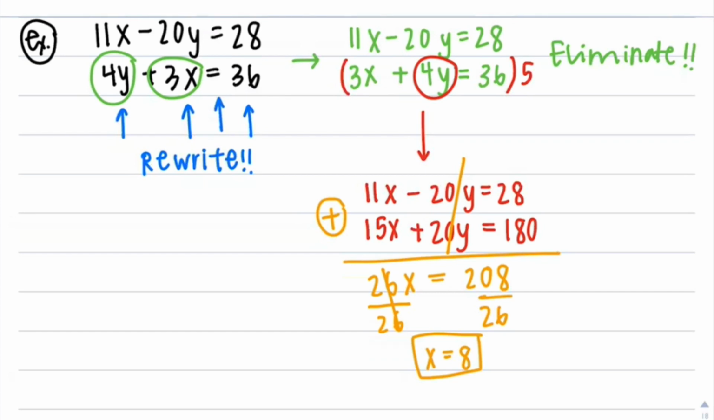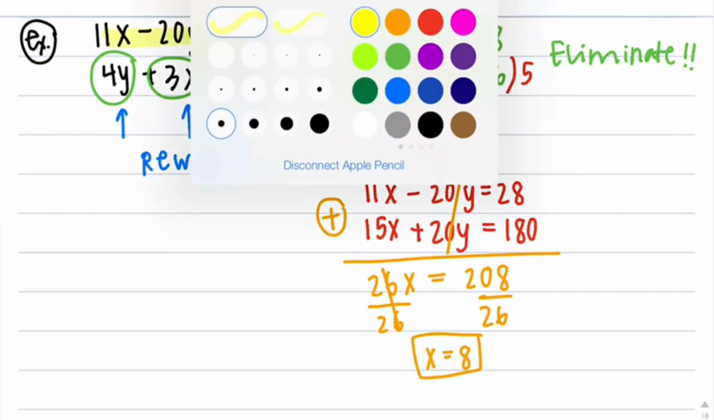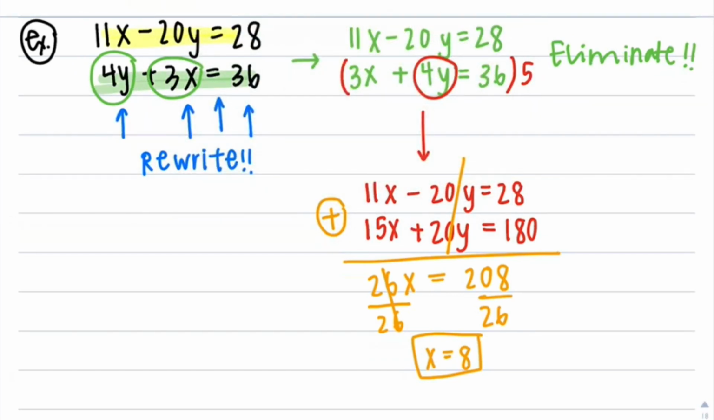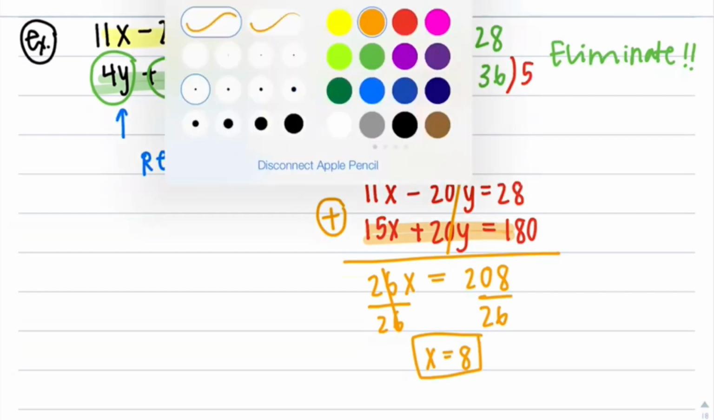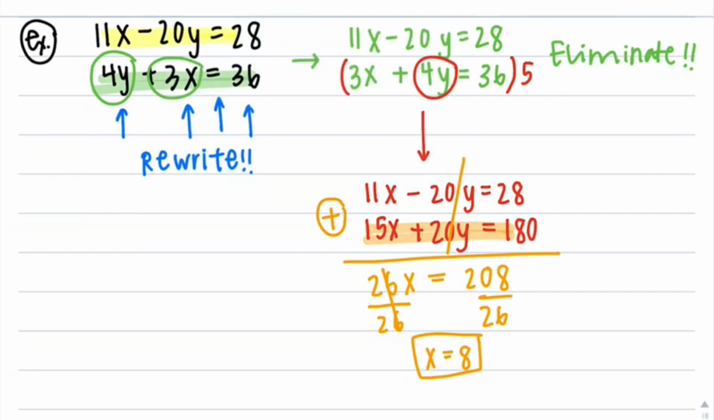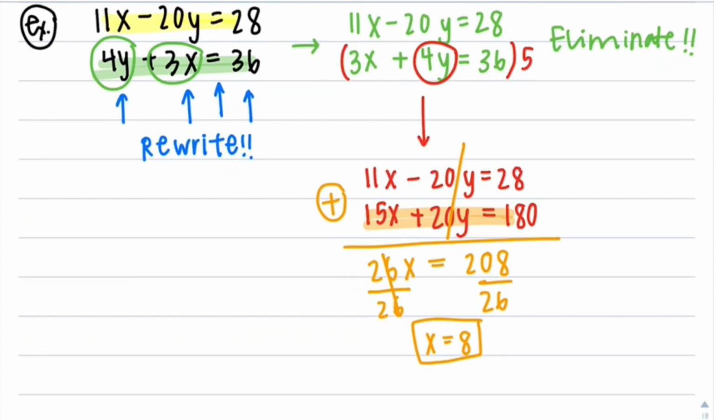So you do have to go back and plug that in. So remember, you can go with the original. You can go with the second. You can go with our newly rewritten here. Any of them would give you the same answer. This time, I'm going to go ahead and go with the second choice, just because those numbers are a little bit smaller. So 4y plus 3x is equal to 36.